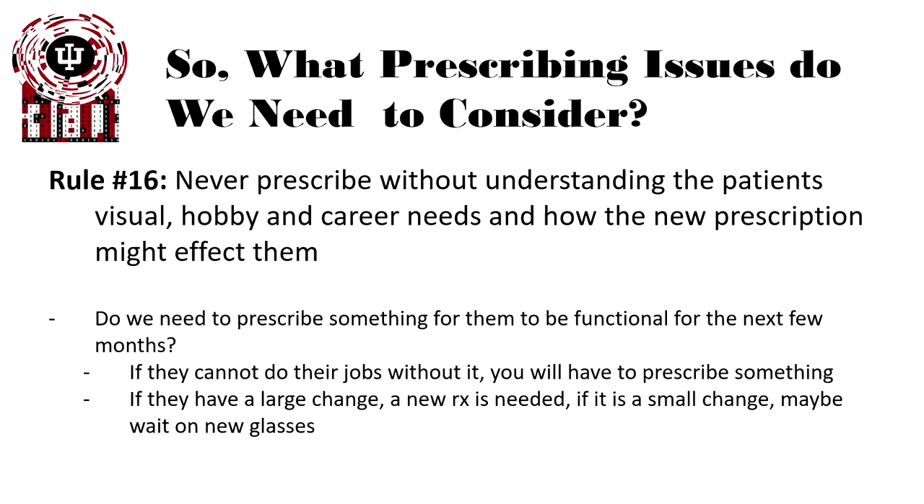With diabetics, we have a couple questions there. Do we need to prescribe something for them to be functional for the next few months? If they had that 4 diopter shift, they might need to have something prescribed. That would be if it's affecting their jobs and they can't do it, or they can't really live their life normally, you may need to prescribe this for them. Again, if they have a large change, a new Rx might be needed. If it's a small change, though, maybe they can wait and get the new glasses after the blood sugar is under control.